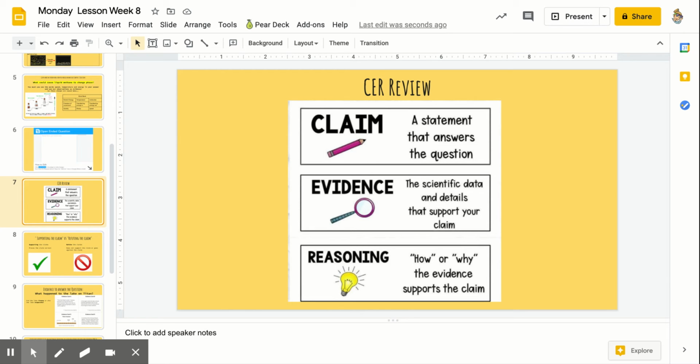Then our reasoning is the big how or why. You're explaining why this evidence is important and how it supports the claim. So you don't just want to state, oh, this evidence supports the claim because it does. You want to specifically cite your evidence and explain why it does. Why does it support the claim? What does it show us? What does it tell us?